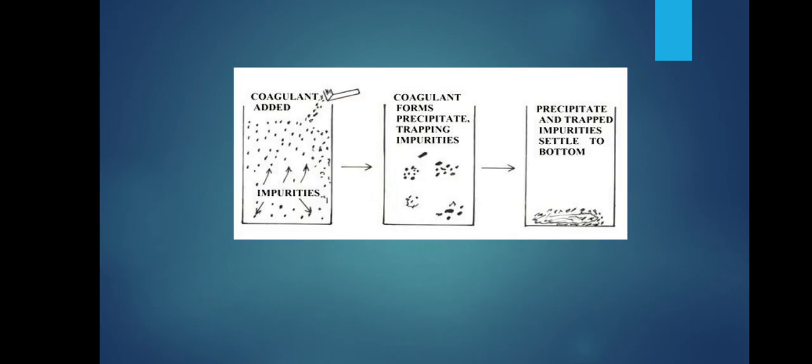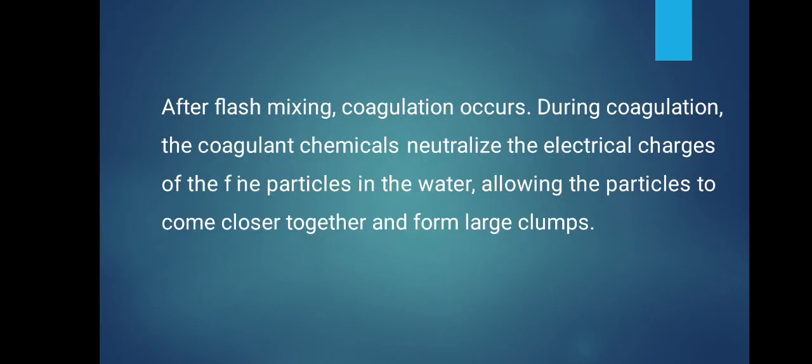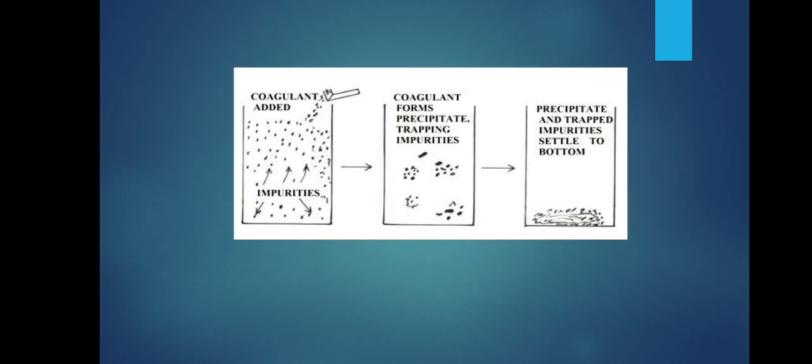After that, the coagulant forms a precipitate by neutralizing the electric charges from the fine particles in the water. After that, the precipitate and trapped impurities may get settled to the bottom. Do you understand this diagram? This diagram clearly shows how the coagulation or flocculation may occur.